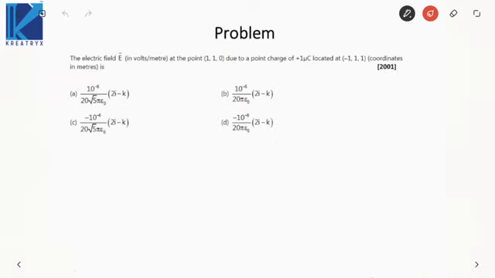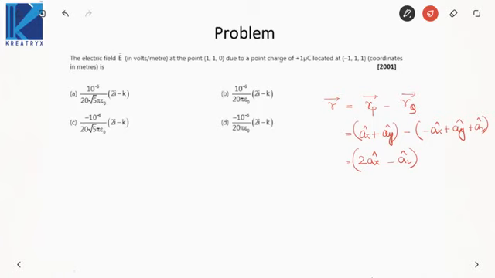Moving forward, it is asking the electric field at point (1, 1, 0) due to a point charge at (-1, 1, 1). So first let us evaluate r vector. R vector is basically position vector of the point minus position vector of the charge. So position vector of the point is ax cap plus ay cap, because z component is 0. Of the charge is minus ax cap plus ay cap plus az cap. So that is 2ax cap minus az cap. That is the r vector.